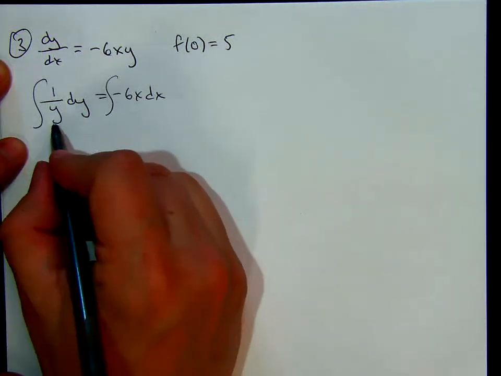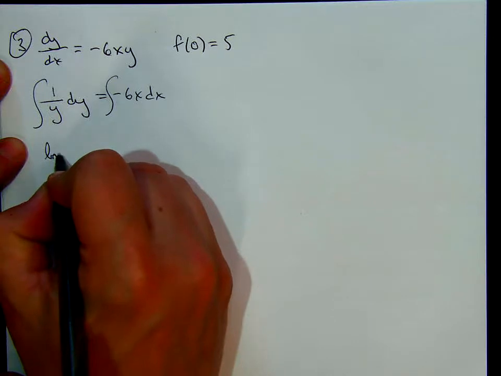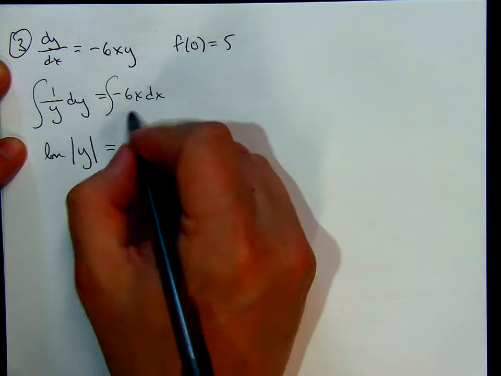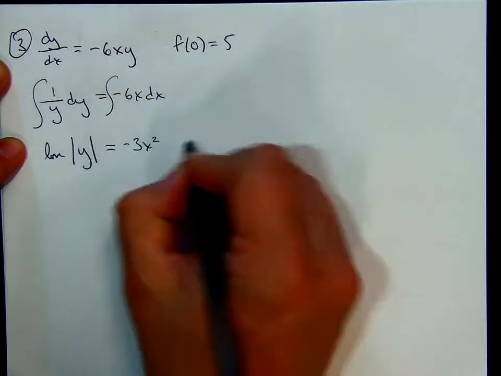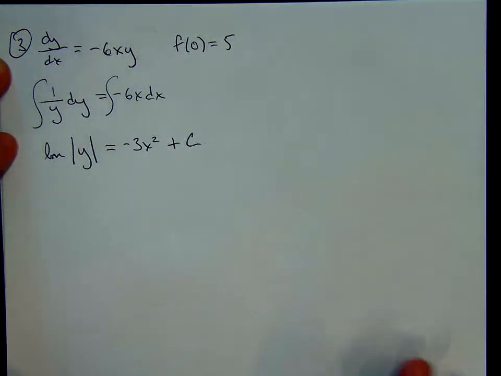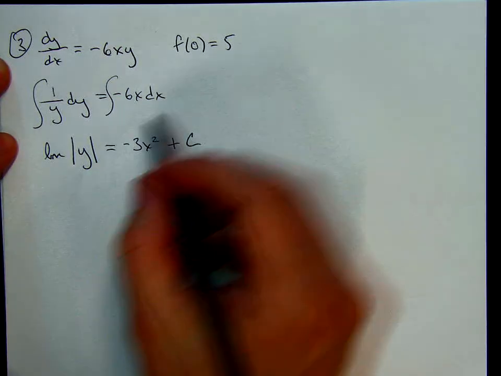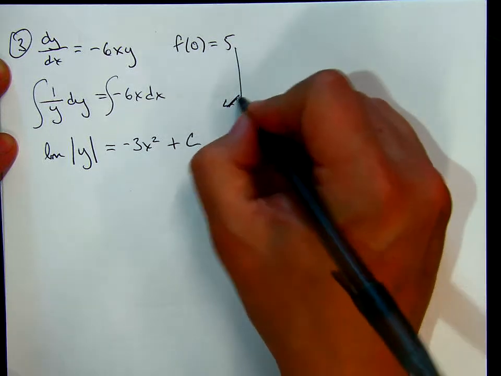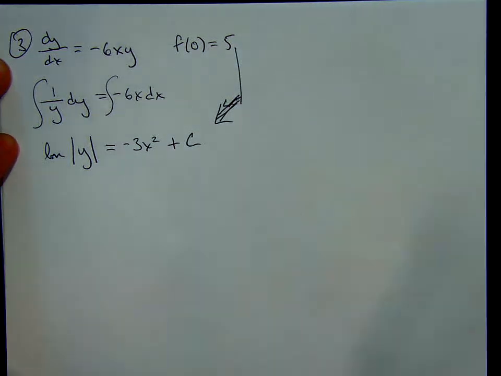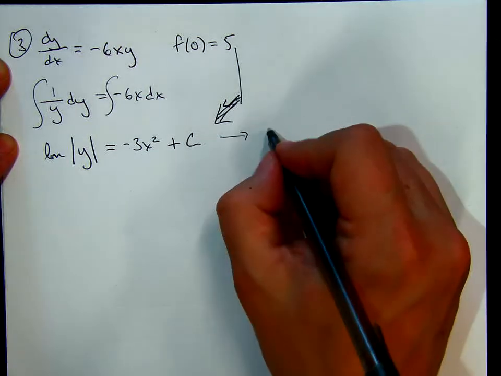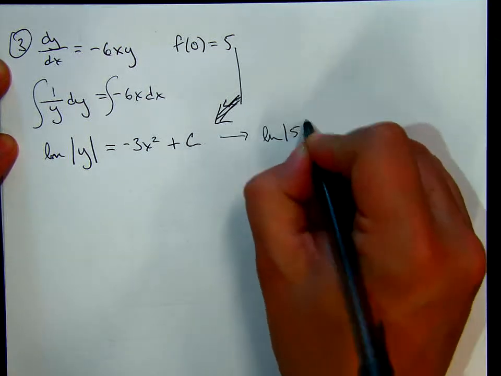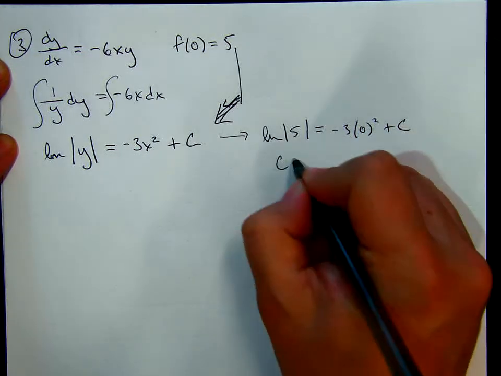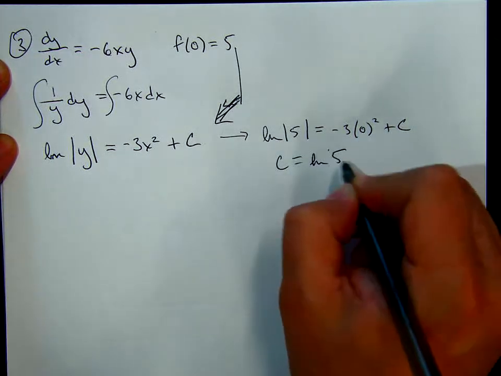The antiderivative of 1 over y is, this is where the ln comes in, so that's ln absolute value y. And the antiderivative of negative 6x, that's just negative 3x squared plus c. C on the right there. Okay, we will immediately plug in our point, 0, 5, to see what c is. And when we do that, we get ln 5 equals negative 3 times 0 squared plus c. So c equals ln 5.